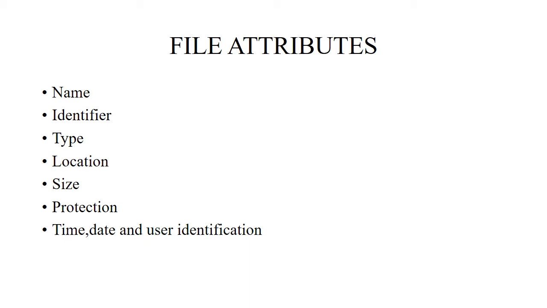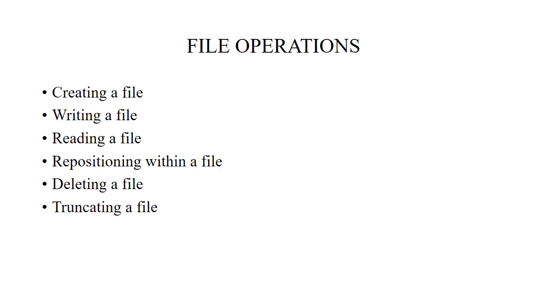Protection means it contains access control information which describes who can do reading, writing, executing and so on. Last point is time, date and user identification: it contains information which can be kept for creation, last modification and last use. It is useful for protection, security and usage monitoring.